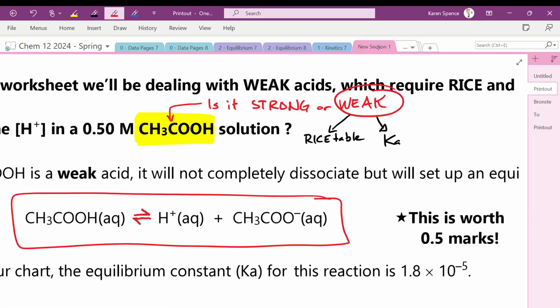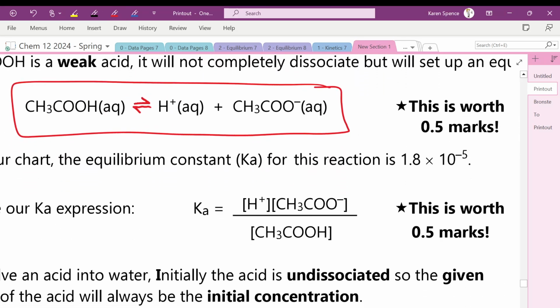Okay. You also get marks for writing the Ka expression. So you should write Ka equals, and then you write the products, which are the H plus and the CH3COO minus, over the reactants. And guess what? You get a half a mark for writing that too. You don't even need to know how to solve this problem. If you can write the dissociation and the Ka expression, you've gotten 1 mark. Ooh, maybe out of 4. That's a quarter of your marks. Pretty nice.